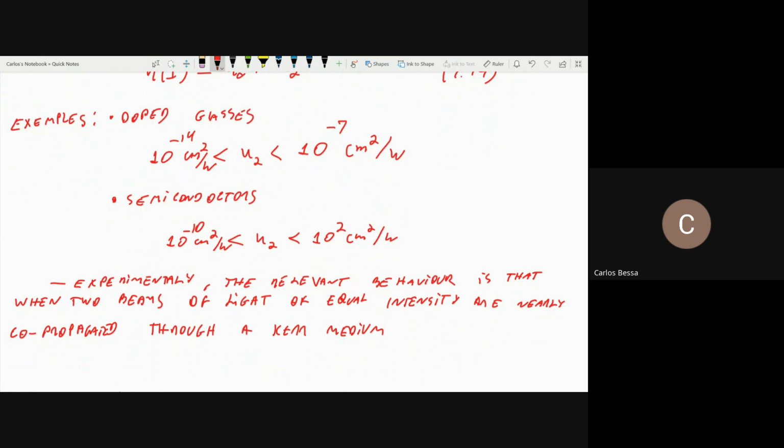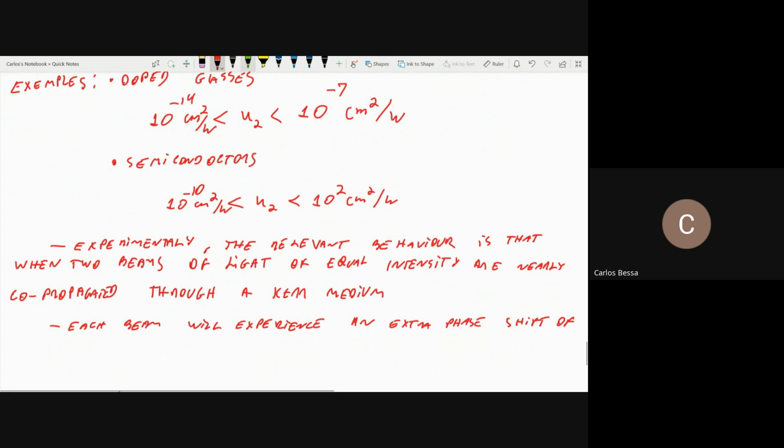So in this case, each beam will experience an extra phase shift of this type. So I have the exponential of i, the index of refraction, the difference between the medium and the vacuum, or in this case the medium, and when I activate the nonlinearities, it is given this way. We saw this in the last, I think last or two lectures ago.